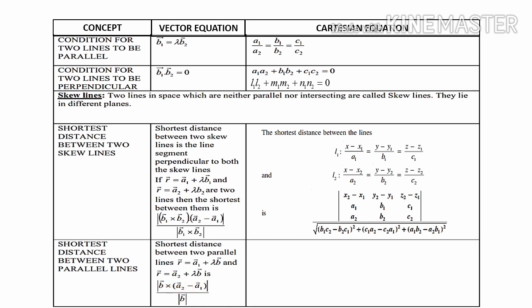So you have to learn these formulas by heart, and not only that, you must be able to identify a1, b1, c1, a2, b2, c2. When equations are given in the form r equals a plus lambda b, you must be able to identify vector a and vector b. Then direction ratios and direction cosines, x1, y1, z1, x2, y2, z2, all these things you must know how to identify from the equations.